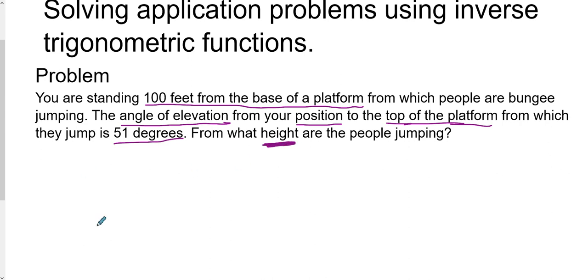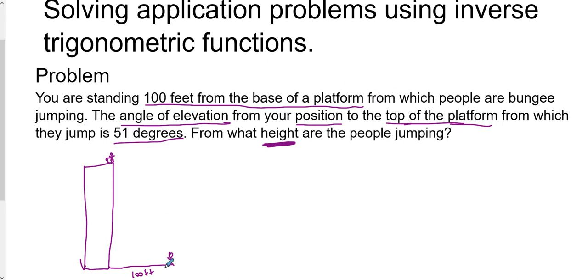So we are standing 100 feet from the base of a platform. Here's a platform. I'm just going to draw a little picture because I like pictures. Here's a platform where people are bungee jumping. Here's a big old jump, and here's a person standing up there. And you are standing 100 feet from the base of this. So here you are, standing right there.